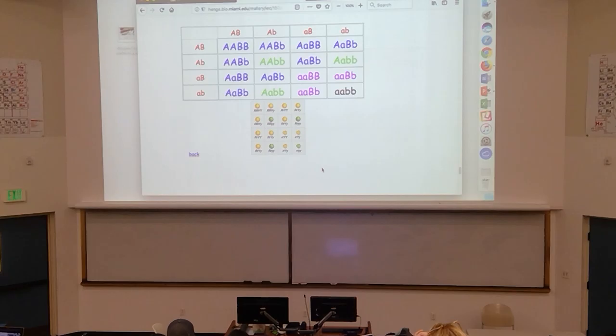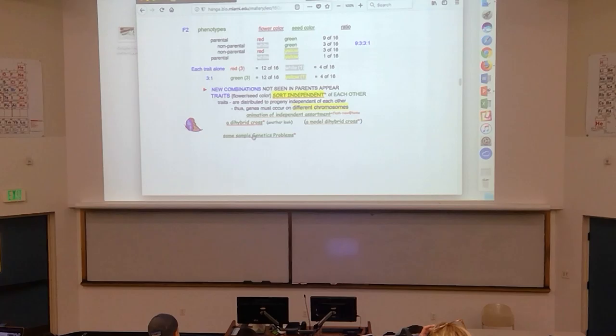You know where the problem comes? When I tell you that this is round and yellow or wrinkled and green, then it gets confusing. Then you have to keep track of what the letters actually mean in the process. And I don't want to hold you responsible for that at the dihybrid cross level. But I will hold you responsible for it at the monohybrid cross level. So let's do some genetics problems. Okay?